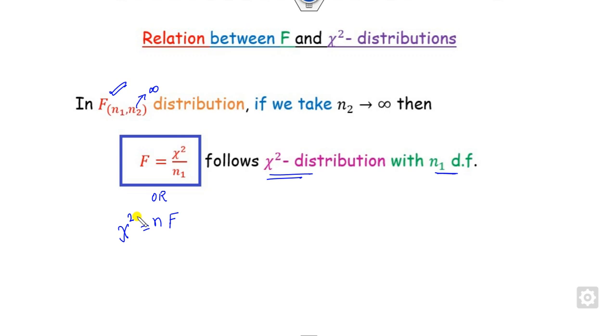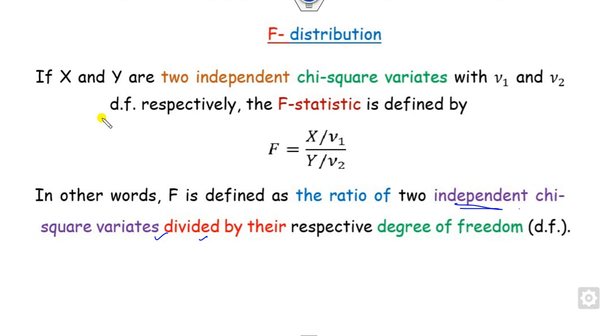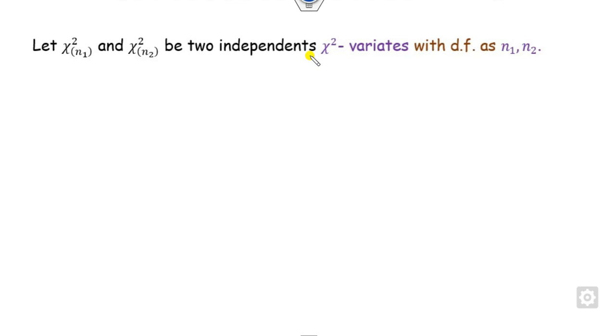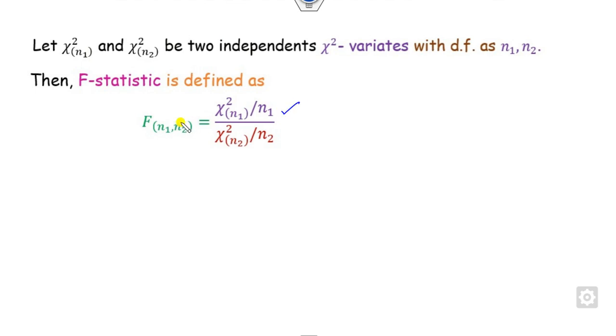So the proof is very simple. For the F distribution, what is the meaning of that? We need two independent chi-square variates in the F distribution. So I assume there are two independent chi-square variates: one is chi-square with n1 degrees of freedom, the other chi-square with n2 degrees of freedom. Then based on this we can define the F statistic as here: chi-square divided by its degrees of freedom, divided by the other chi-square divided by its degrees of freedom.